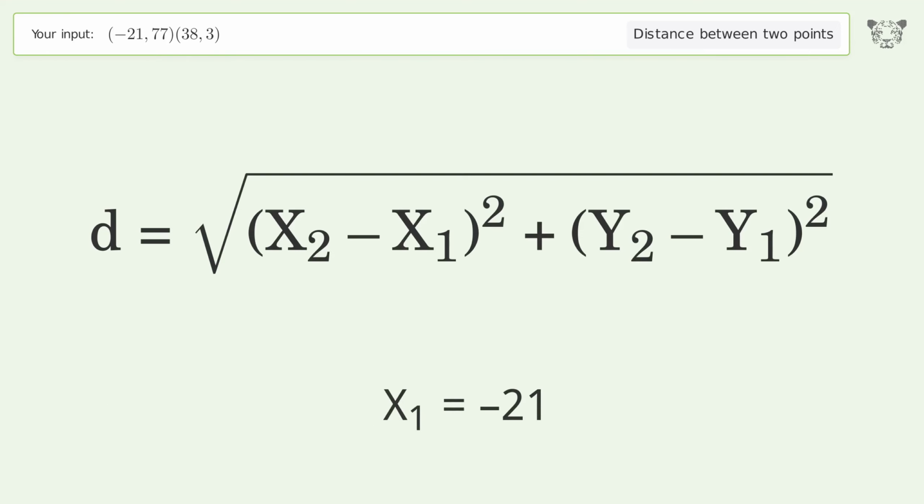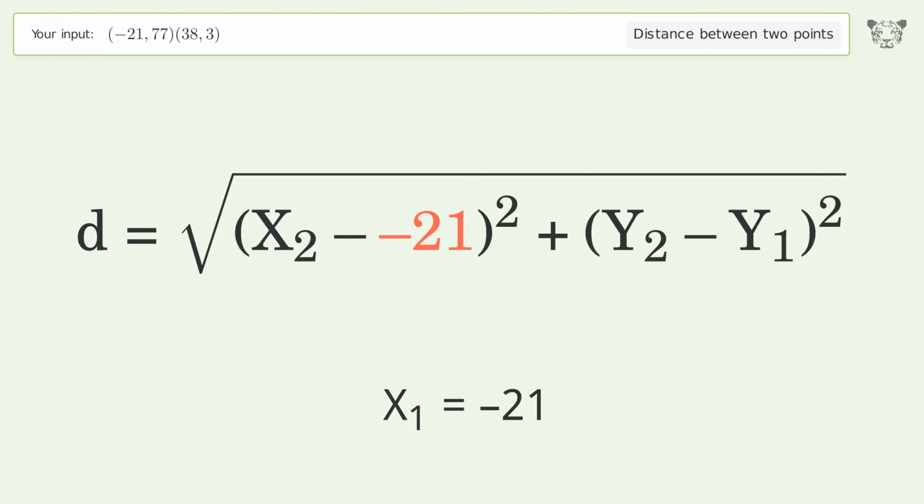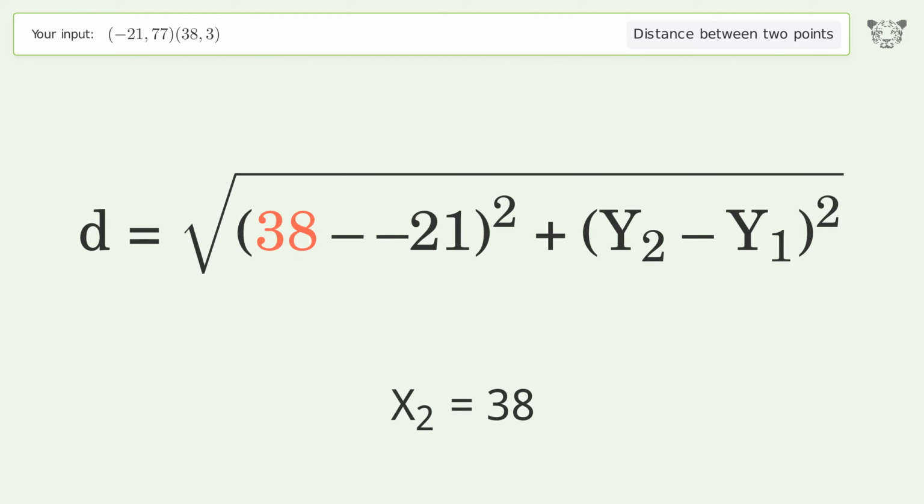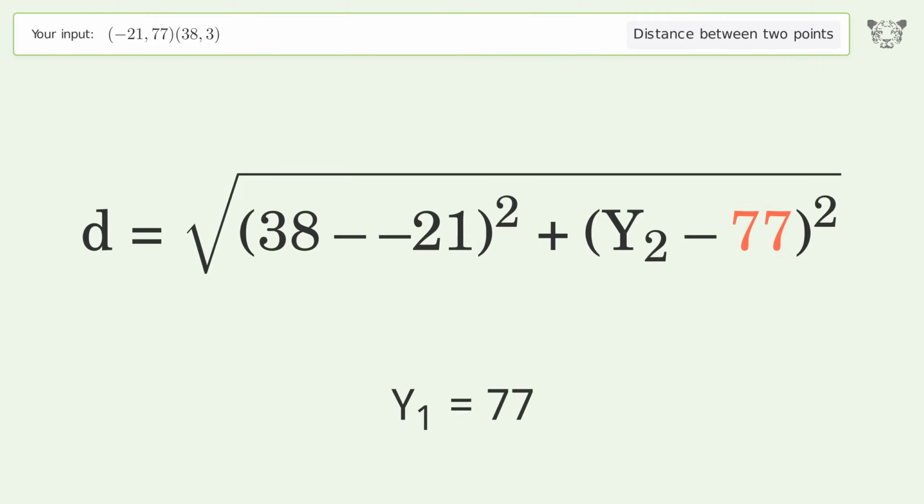x1 equals -21. x2 equals 38. y1 equals 77. y2 equals 3.